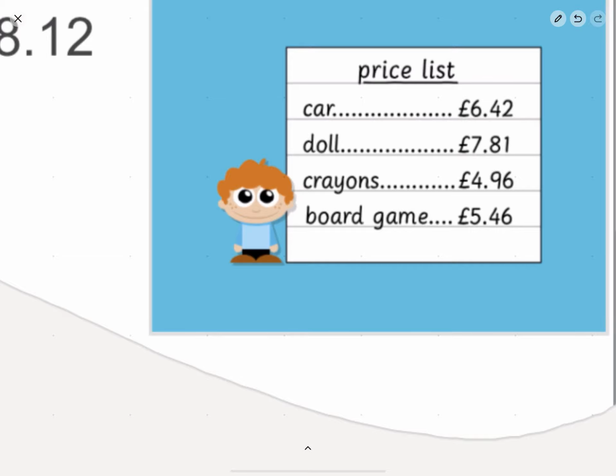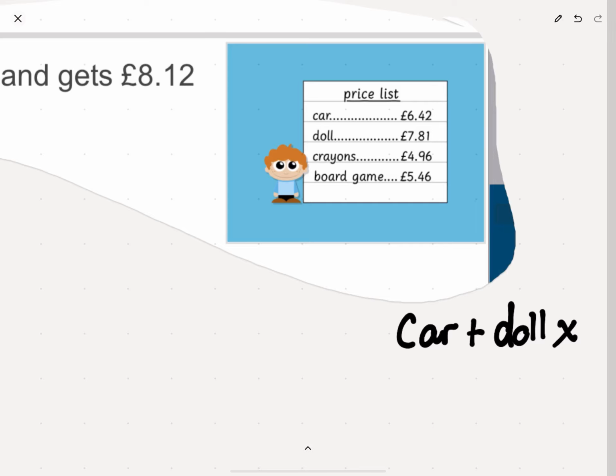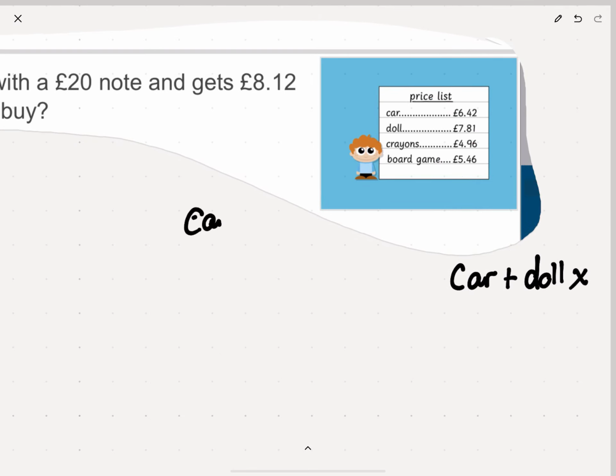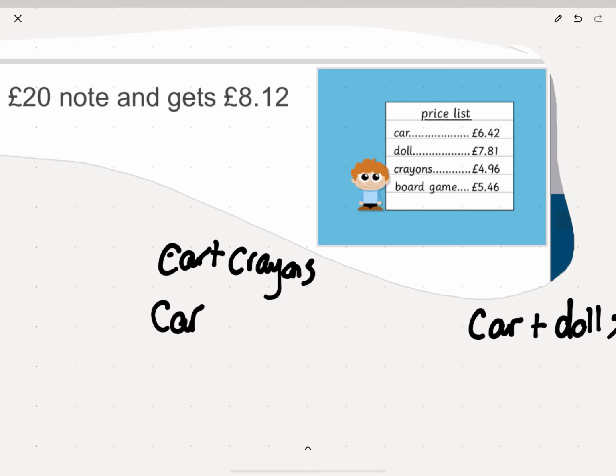Car and doll, 7 and 6 is £13, which is too much. So it's not car and doll. There's a cross. Car and crayons is 6 and 4, 10. That could be it. So we're going to put it over here to have a check of. And car and board game, 6 and 5. I'll get it in a minute. What is 6 and 5? 11. Oh my goodness me, I'm not here today. 11.80 something. So it could be car and board game. That looks quite likely, actually.